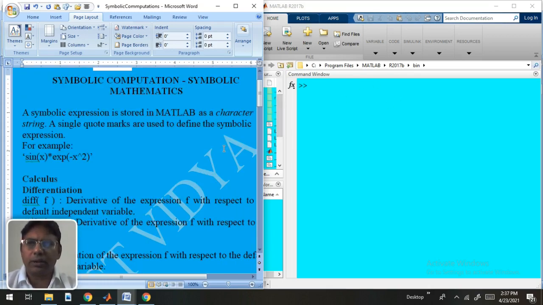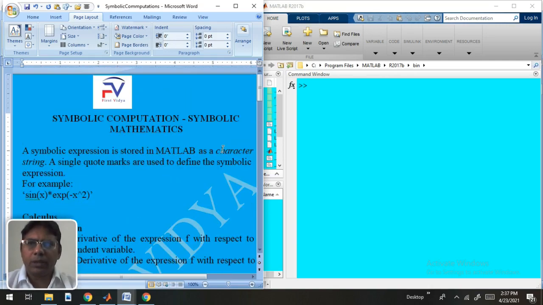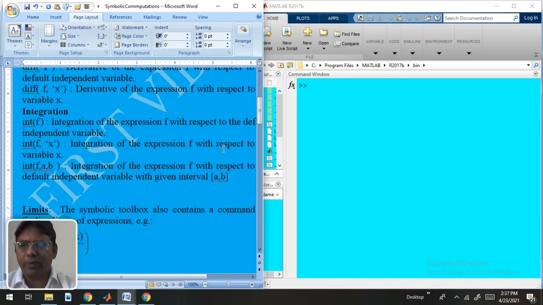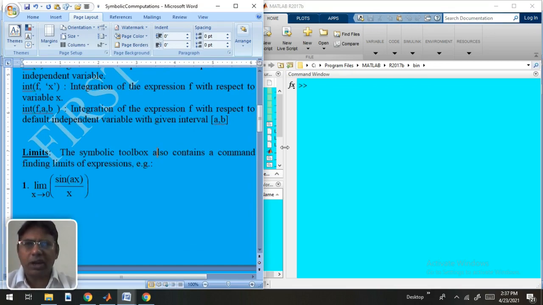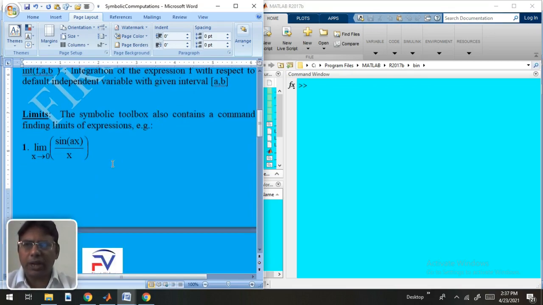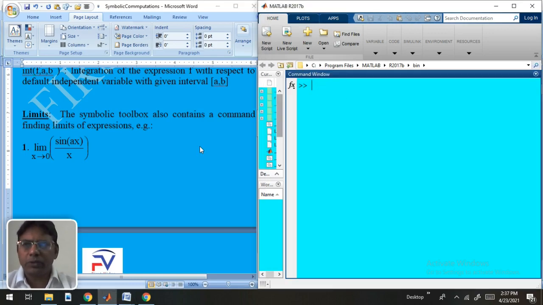So here we are starting with one problem. Here I have taken some problems from calculus. So let's start with the limit. We have one problem of limit here. It's very common: limit x tends to 0 of sine ax upon x.